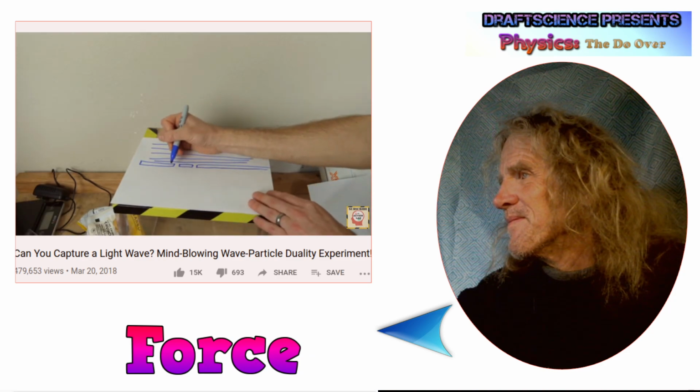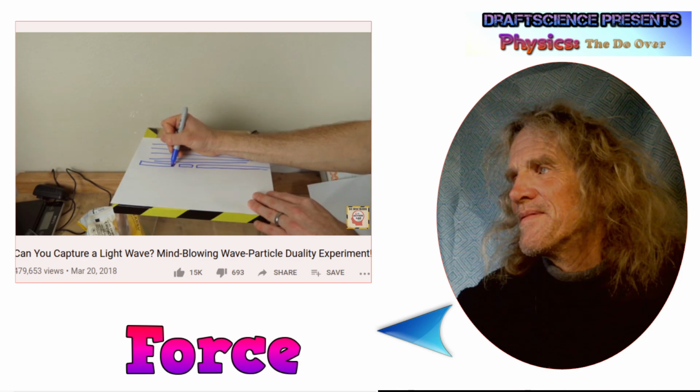And it hits this wall here. What happens is these small little slits here act as point sources for the wave.